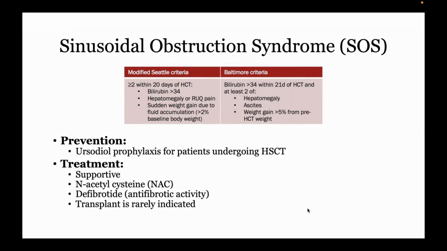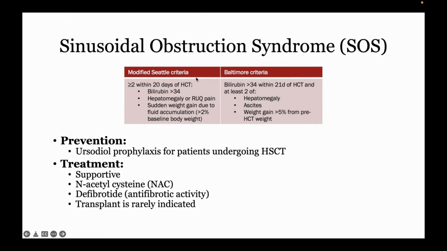How to diagnose this? There are two different criteria, but really they're pretty similar. There's the modified Seattle and the Baltimore criteria, and the diagnosis is really having a very elevated bilirubin. And they describe it in the context of a stem cell transplant, essentially. So you need a bilirubin above 34 with hepatomegaly, ascites, and weight gain of more than 5% from the pre-transplant.